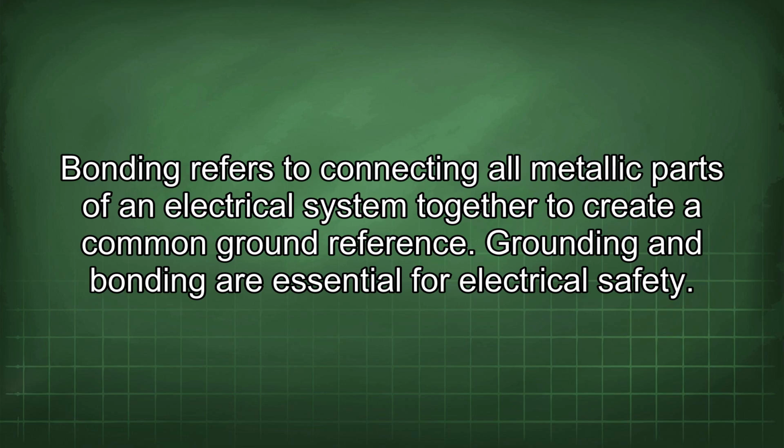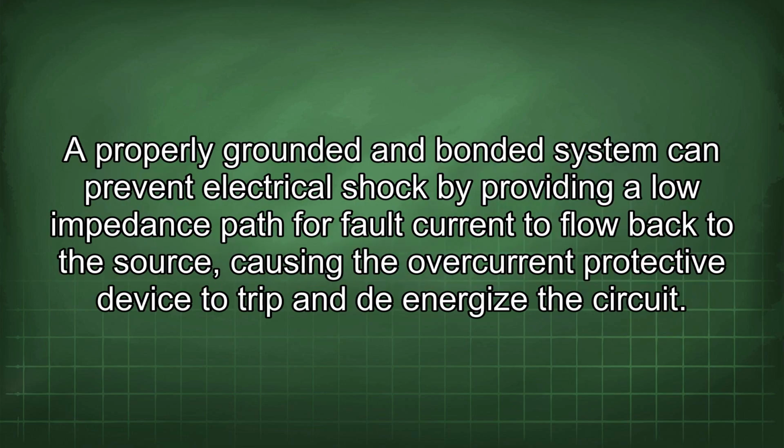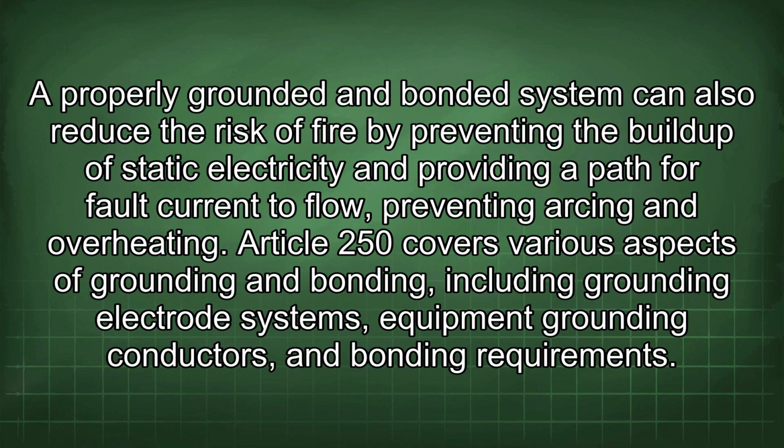Grounding and bonding are essential for electrical safety. A properly grounded and bonded system can prevent electrical shock by providing a low impedance path for fault current to flow back to the source, causing the overcurrent protective device to trip and de-energize the circuit. A properly grounded and bonded system can also reduce the risk of fire by preventing the buildup of static electricity and providing a path for fault current to flow, preventing arcing and overheating.